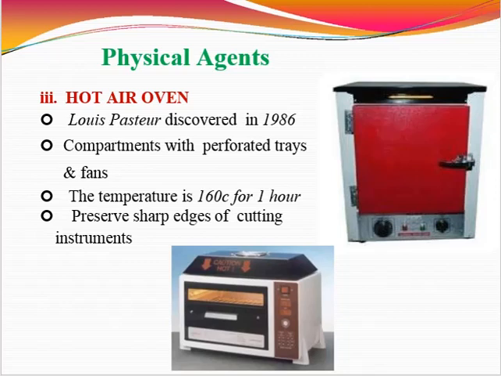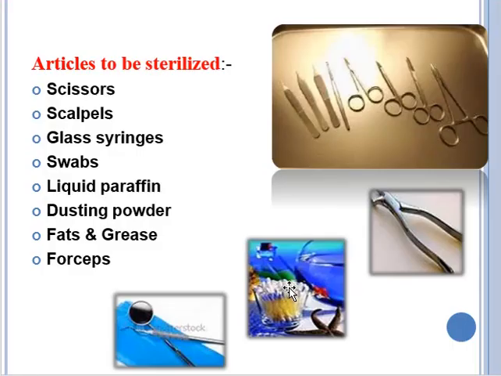Next among the drying effects is the hot air oven. This was discovered by Louis Pasteur in 1886, and it is basically a compartment with perforated trays and fans. The temperature is usually around 160 degrees Celsius for 1 hour, and it preserves the sharp edges of cutting instruments. These are the hot air ovens present in almost every theater. Articles to be sterilized are scissors, scalpels, glass syringes, swabs, liquid paraffin, dusting powder, fats, greases, and forceps. These can all be sterilized in a hot air oven.